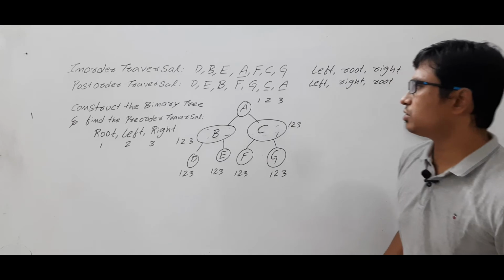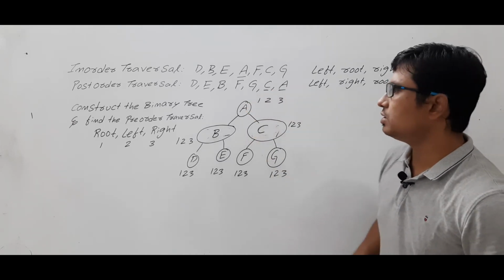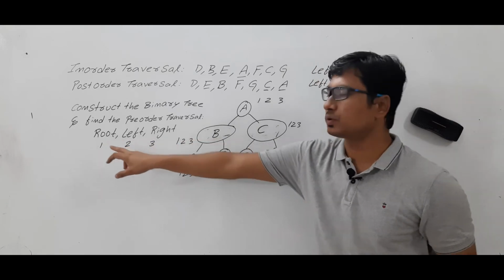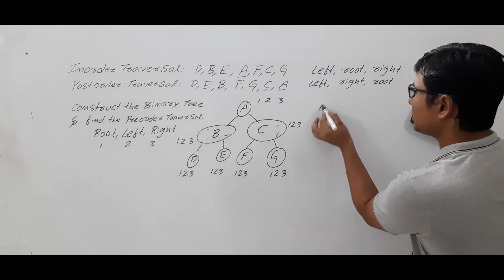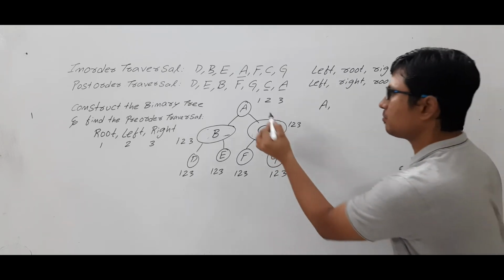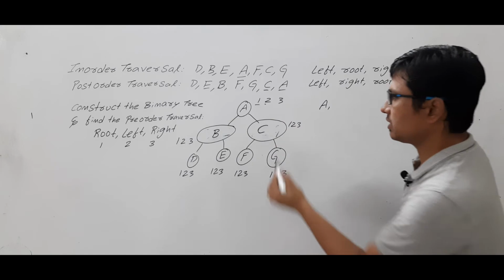Now you need to start from A, which is the root node. So what is step 1? Root. So you need to display this value. The value here is A. Step 1 is completed. What is step 2? Visit the left subtree. Am I right?